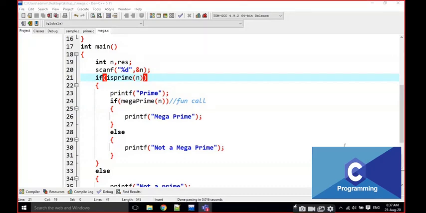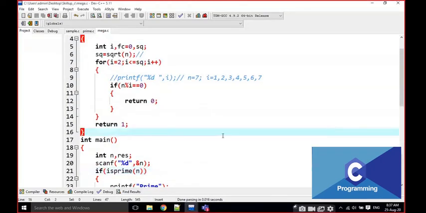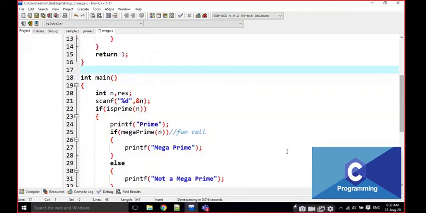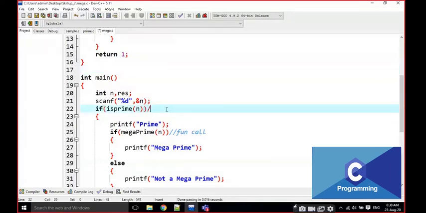Now I am going to develop one more functionality. Can anyone tell me what is the return type of the function? Students? Void, sir? No, not at all. Just note it down here.